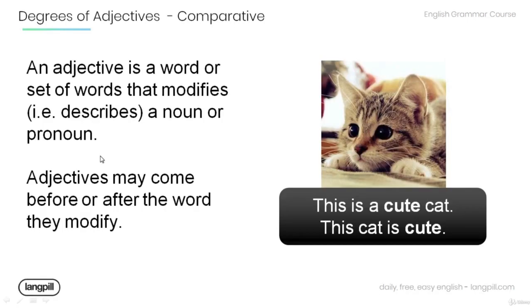Remember that an adjective is a word or set of words that modifies, in other words, describes a noun or pronoun. Remember that adjectives may come before or after the word they modify. Have a look at the example over here. This is a cute cat. This cat is cute. Note that the word cute is an adjective and it is used to modify or describe the noun cat. And in the first sentence, note that the adjective cute comes before the noun cat, and in the second, after the noun cat.